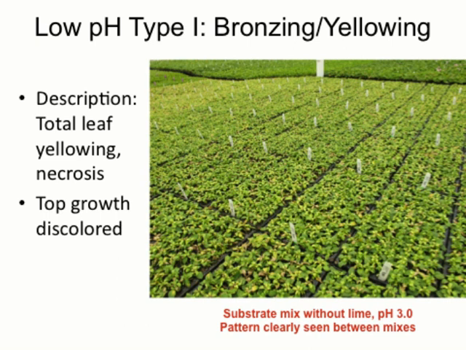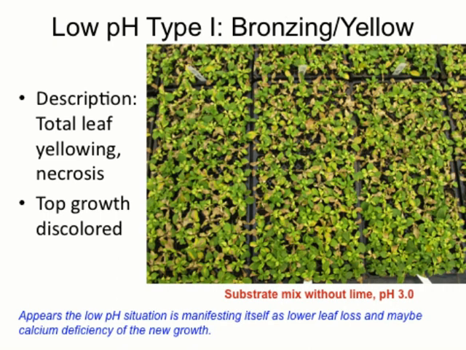Here's an example of a unique situation. In this case, the lime was left out of the substrate mix. This resulted in a substrate pH near 3 and the leaves were yellow and the plant growth had stalled. Here is a close-up of the plants. The low pH situation is manifesting itself as lower leaf loss and may be calcium deficiency of the new growth.